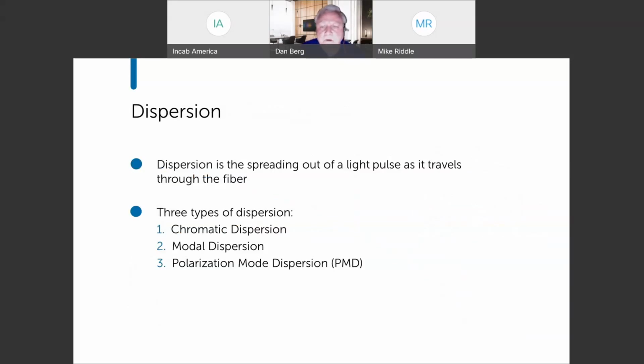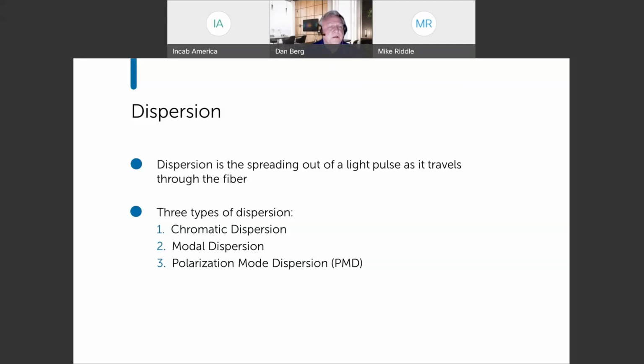Dispersion, like I may have said earlier, is a name given to the property of velocity variation with wavelength.